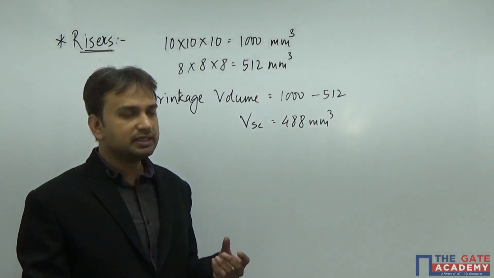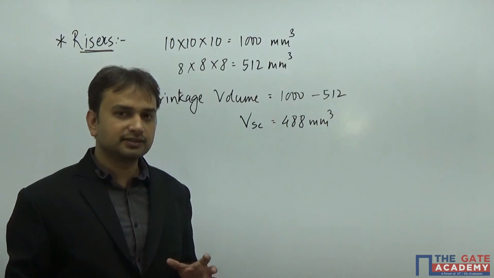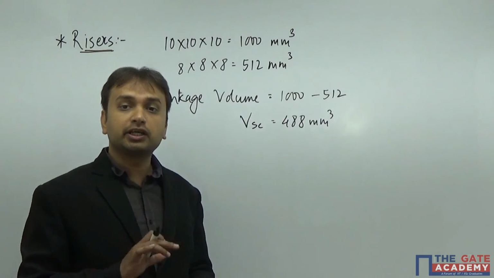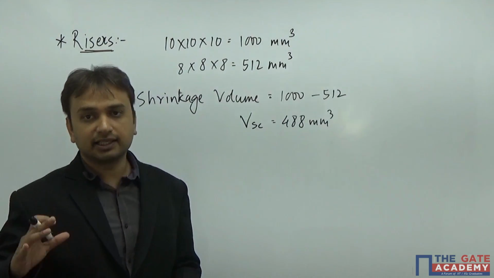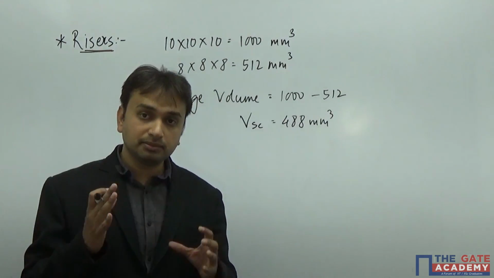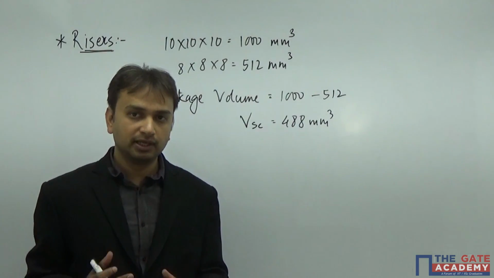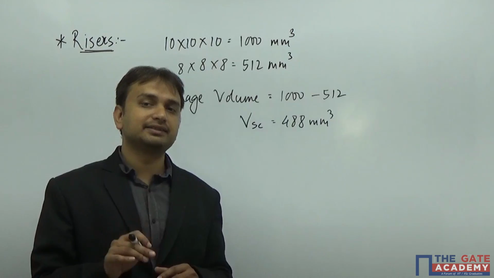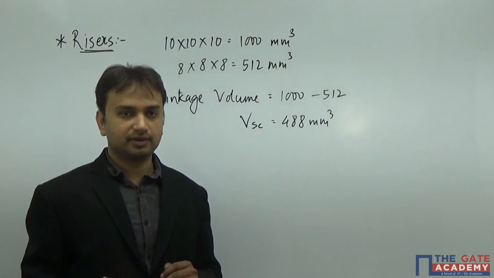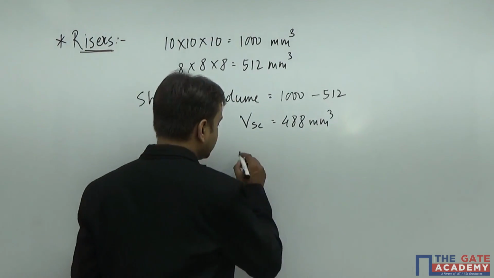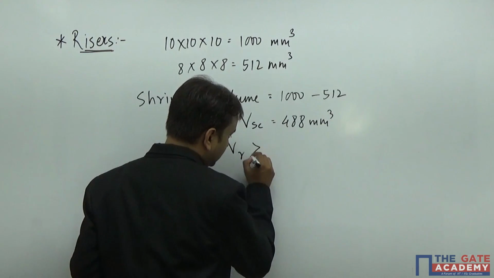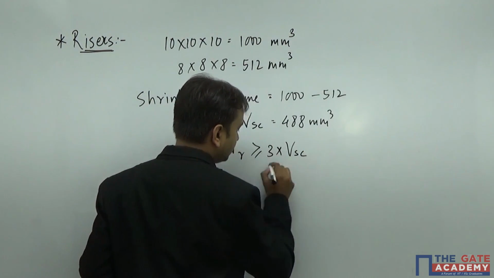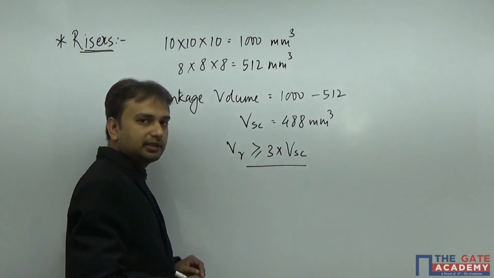So what we will do is, there is a usual practice that the shrinkage volume is never kept as the exact shrinkage volume, okay? It is taken as thrice, minimum thrice of the shrinkage volume, okay? It could be 4 times or 5 times of the shrinkage volume, but never going to be lesser than thrice of it, right? So the volume of riser is always equal to or greater than, it is kept as thrice the shrinkage volume. Okay, like this.